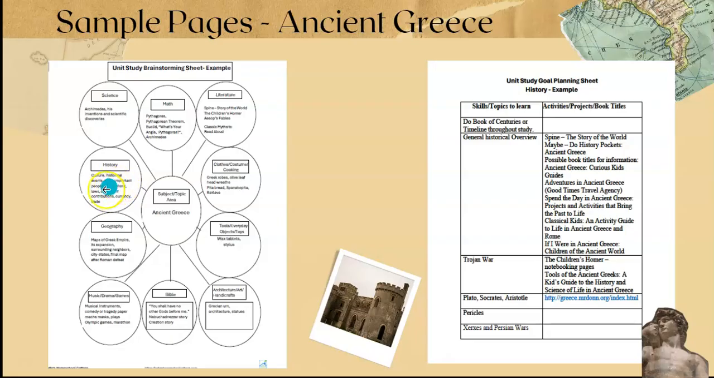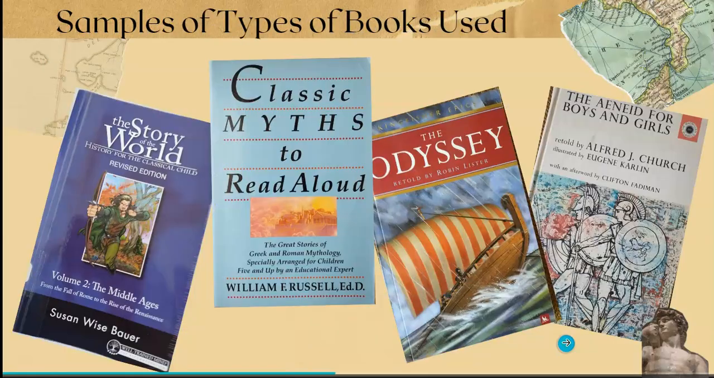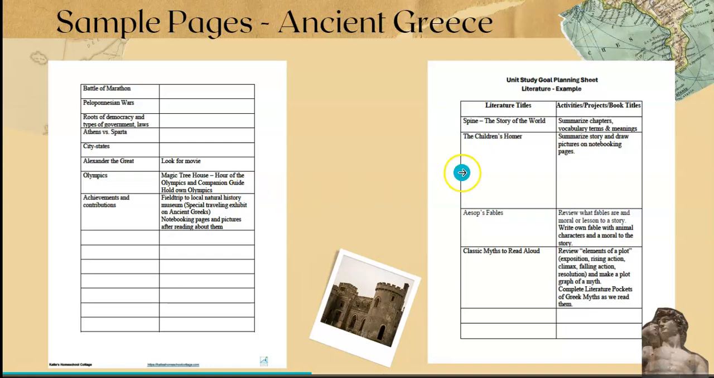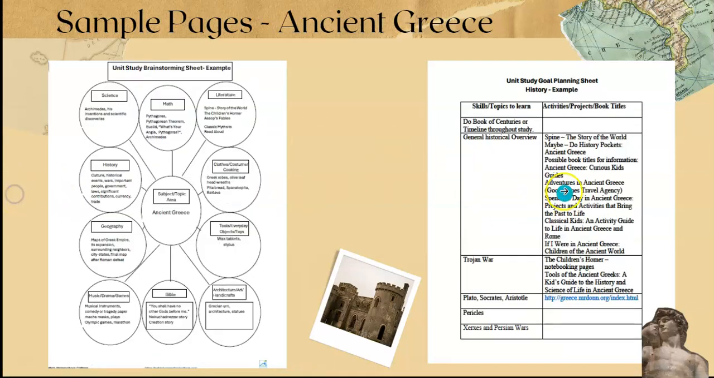And I put in some things here of what we wanted to cover. And then over here, you can see I started to organize these thoughts and put them into history. And I put down the different things that we were going to study: Trojan Wars, Plato, Socrates, Aristotle, Pericles, Xerxes, and the Persian Wars. And you can see I didn't quite finish this part here, but we did study it.